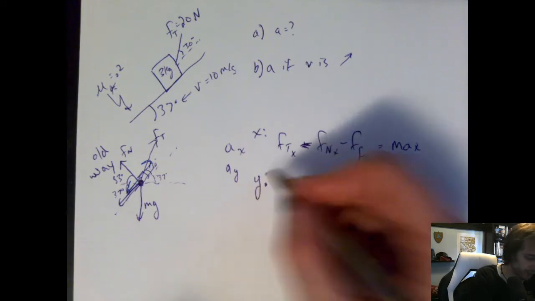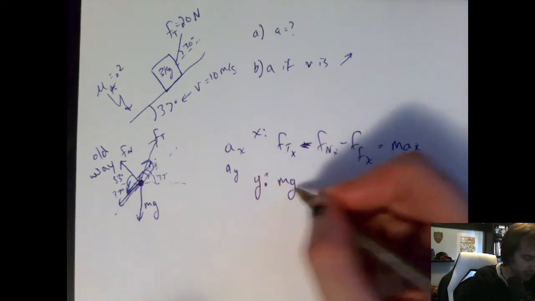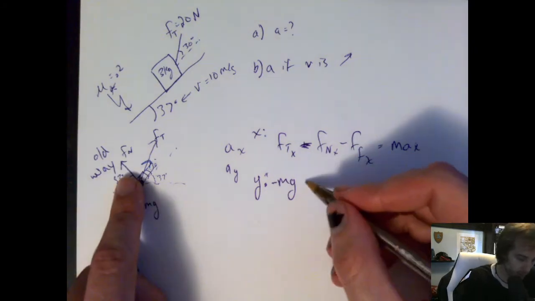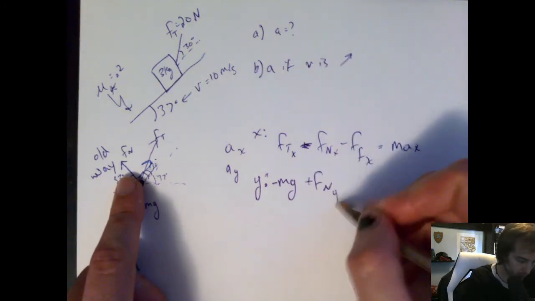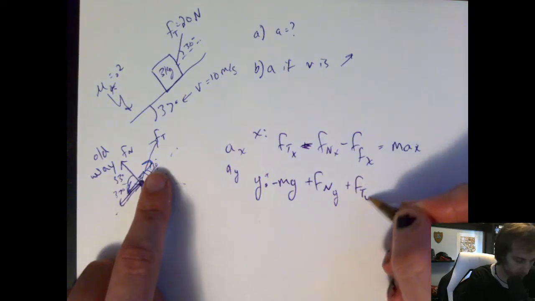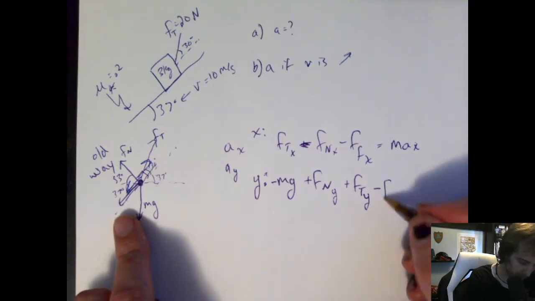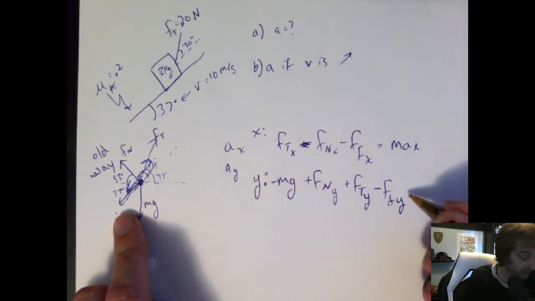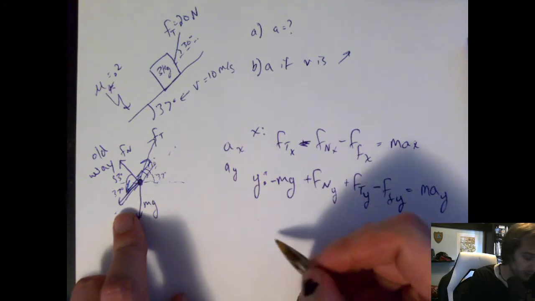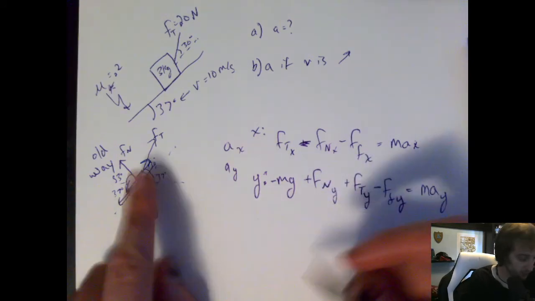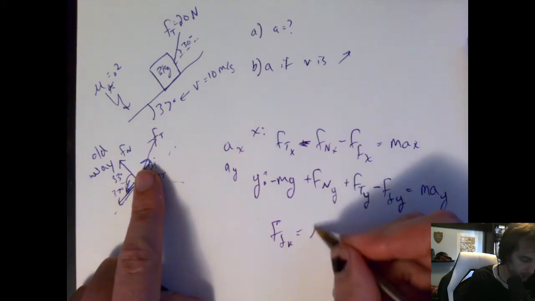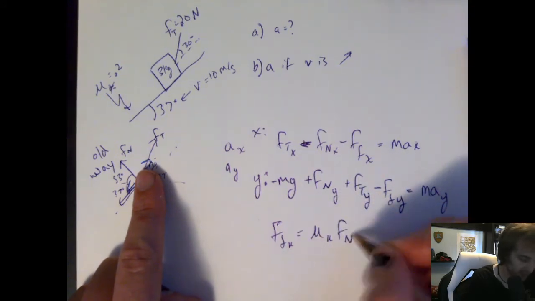And in the y direction, we'll have mg going down, so minus mg from this one. For this component, we'll get a normal force in the y direction going up, and for tension, we'll get a force in the y direction going up, and for friction, we'll get a force of friction in the y direction going down, and all of that will equal may. And then additionally, because there's a friction equation with a coefficient of friction, we'll have that our force of kinetic friction is equal to mu k times Fn.